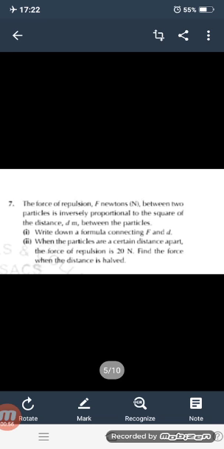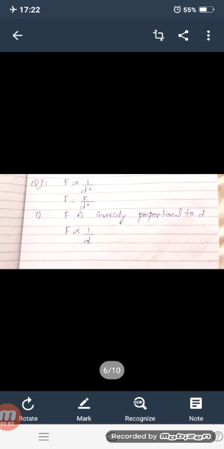First of all, we have to solve question number 7 part 1. According to the statement, F is inversely proportional to D square. After removing the proportionality sign, we insert equal and a constant, which is K. F is equal to K over D square. In part 1, he asked what is the relation between F and D, so we have to answer it.